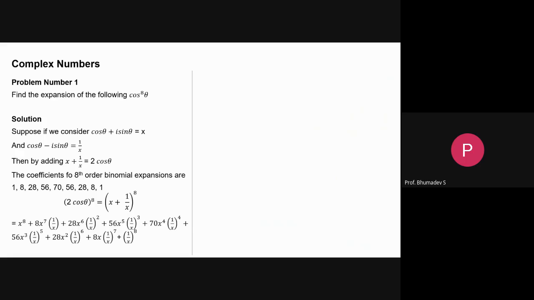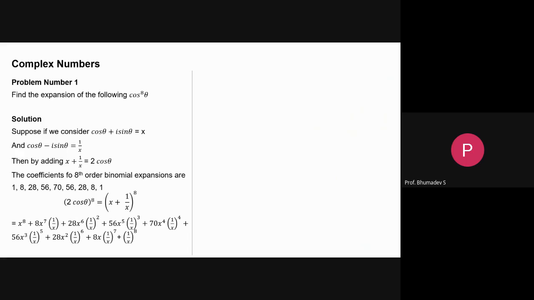as x to the power of 8 plus 8 into x to the power of 7 into 1 upon x plus 28 into x to the power of 6 into 1 upon x to the power of 2 plus 56 x to the power of 5 into 1 upon x to the power of 3 plus 70 into x to the power of 4 into 1 upon x to the power of 4 plus 56 x cube into 1 upon x to the power of 5 plus 28 into x square into 1 upon x to the power of 6 plus 8x into 1 upon x to the power of 7 plus 1 upon x the whole power 8. Like this, we have to write down the expansion.